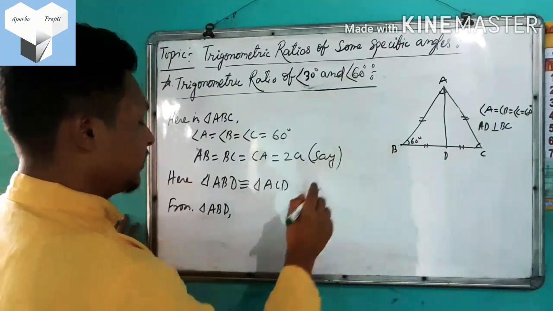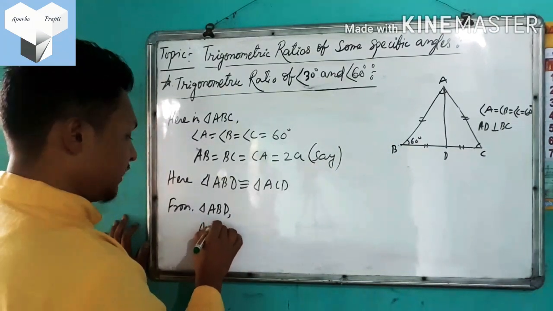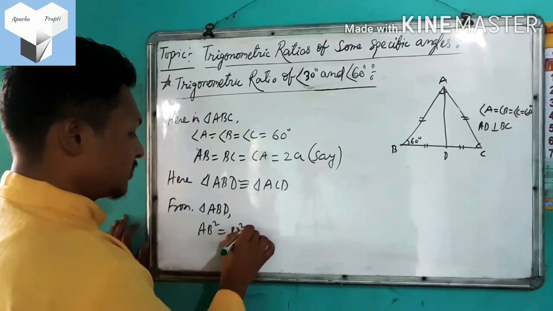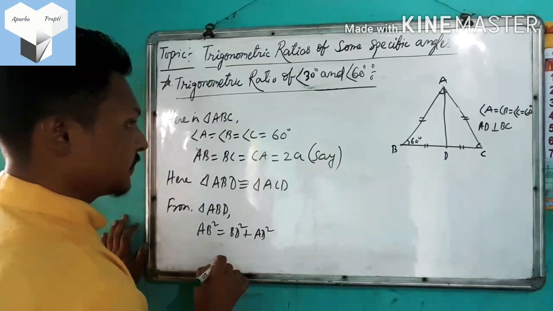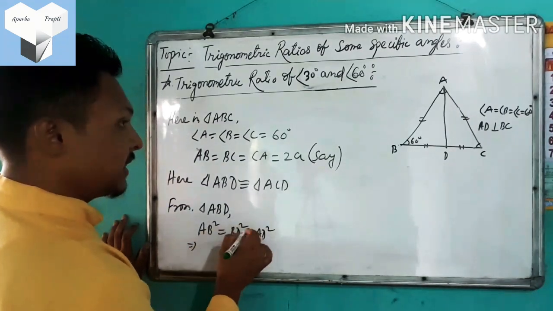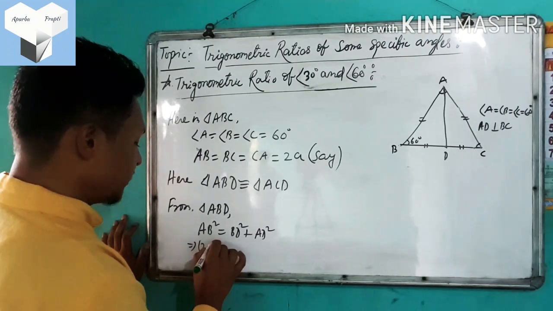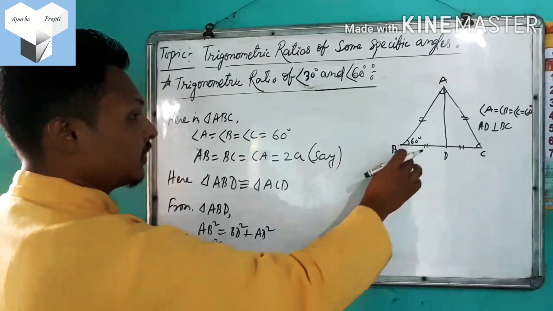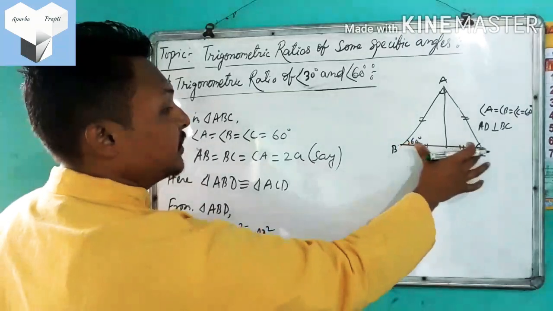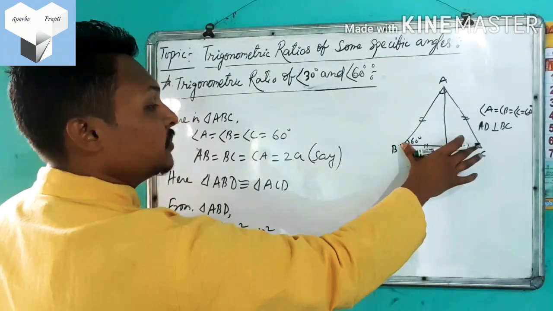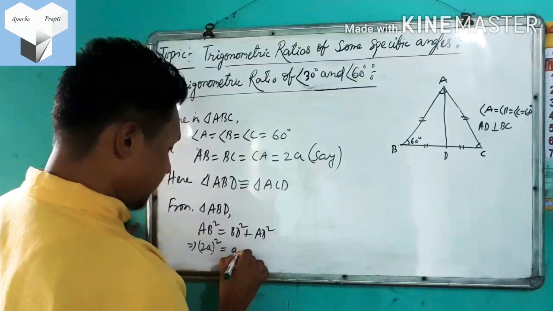Okay, from triangle ABD, here we get square of AB is equal to square of BD plus square of AD. Here simply we have used the Pythagoras theorem. We are given the length of AB as twice A, isn't it? So square of AB will be twice A whole square. BD is not given, but BD is A. Why? Because BD is half of BC, and we had taken the length of BC as twice A. So when it is half of BC, then it will be simply A.